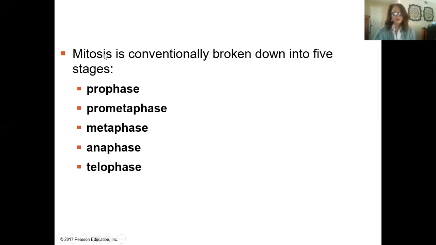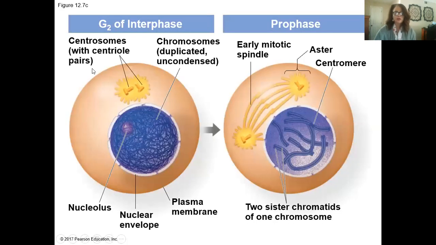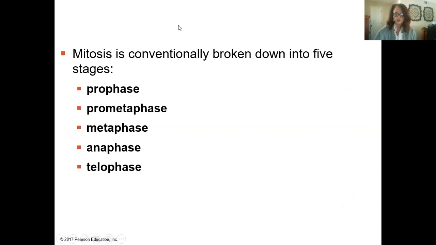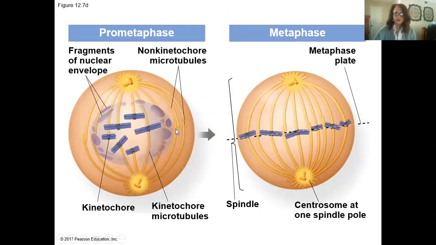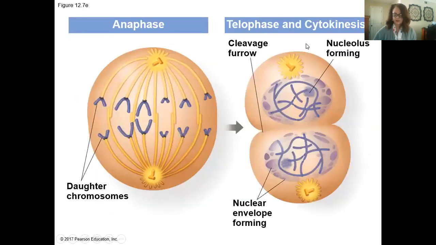What we're going to be covering is mitosis. Mitosis, if you remember, is part of the cell cycle in the M phase. Mitosis is conventionally broken into 5 stages: prophase, prometaphase, metaphase, anaphase, and telophase. Here we have a pretty large diagram showing each of these phases as we go through. Here's interphase before it starts into the actual mitosis. So interphase, prophase, prometaphase, then metaphase, anaphase, and telophase. These are the stages of mitosis that we will be going over in some detail.